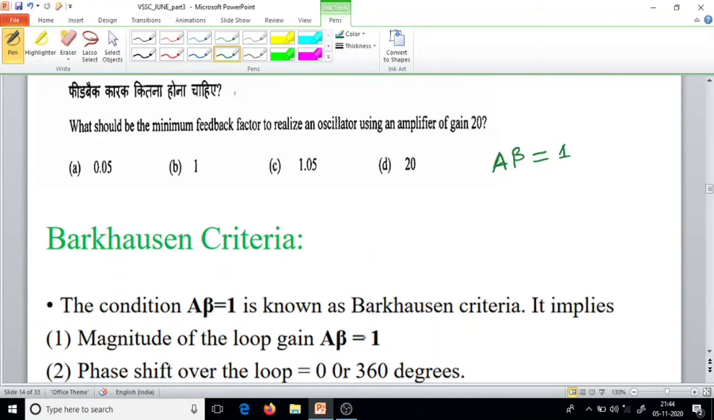Now, what is A? The gain of the amplifier is equal to 20. Now, what is the feedback factor? Beta equal to 1 divided by 20, which equals 0.05. So the answer is option A, 0.05.